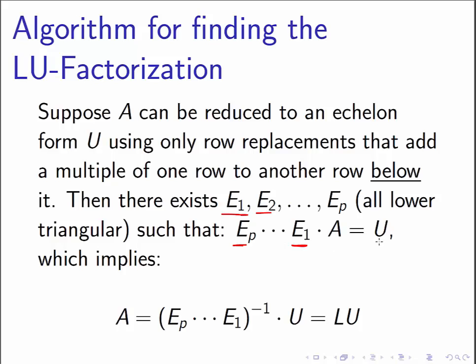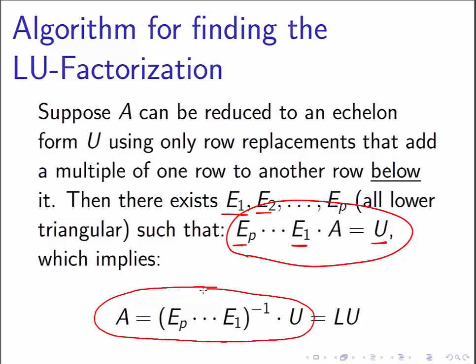And all of those would reduce A to the echelon form U, which is going to be the U that we have in our LU factorization. Since all row operations are invertible, all elementary matrices are invertible. So if I have this equation here, I can multiply both sides by the inverse of the elementary matrices to end up with this equation, and it will turn out that the inverse of all of these elementary matrices will be lower triangular, and so that is going to be my factorization L times U.